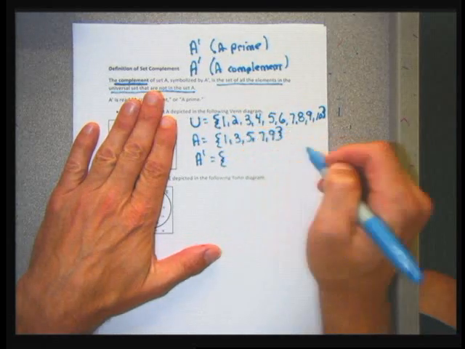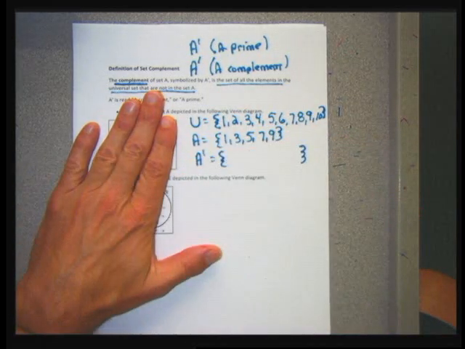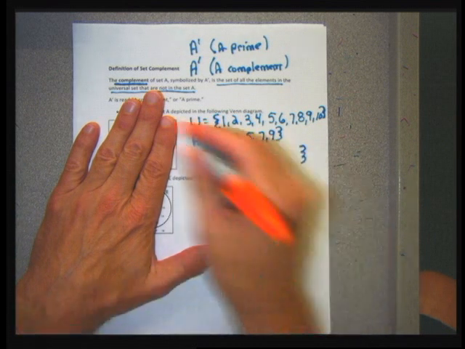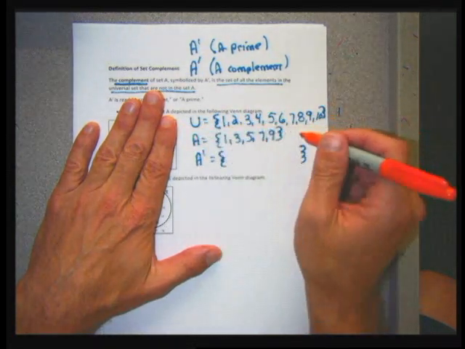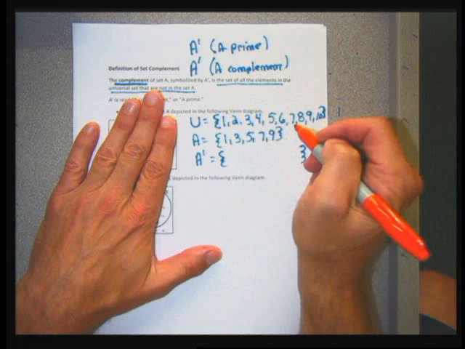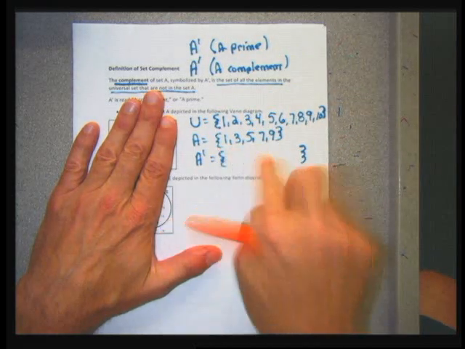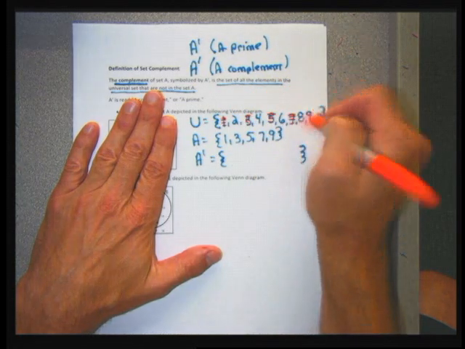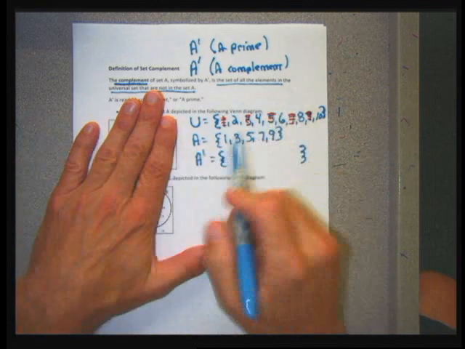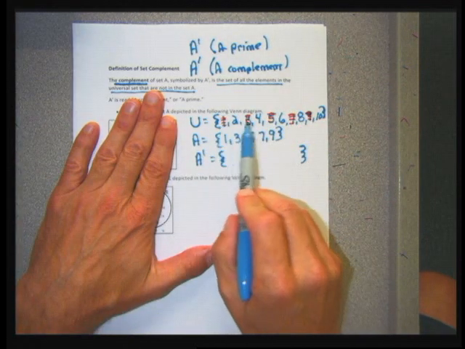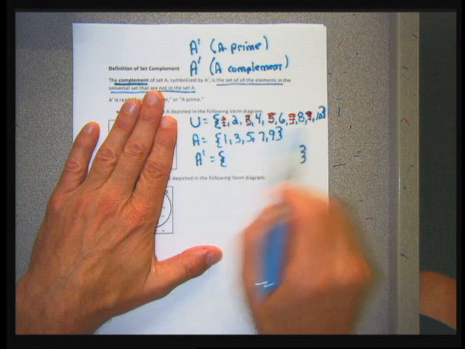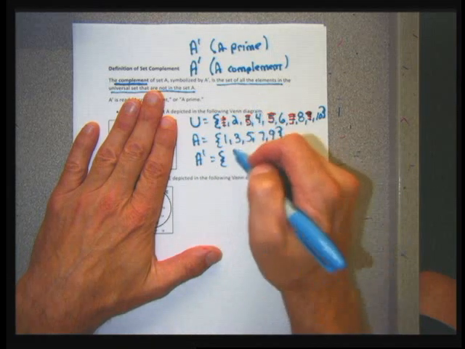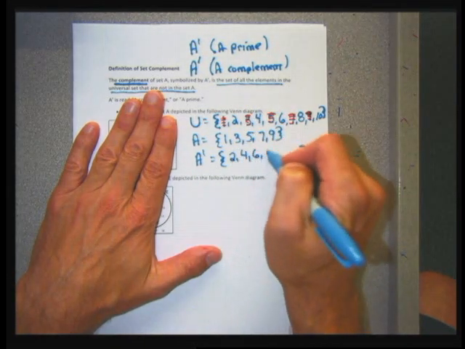A prime, or A complement, would be all the elements in the universe that aren't in set A. A way to do it if you don't have a picture is to list your universal set, list the set that you're taking the complement of, and then cross out the elements that are in the set that we're working with. If I want to find A prime or A complement, I'm going to cross out any number in the universal set that's in the set that I'm finding the complement of. So A are the elements 1, 3, 5, 7, and 9. The universe for this problem is 1 through 10. A prime would be the numbers 2, 4, 6, 8, and 10.